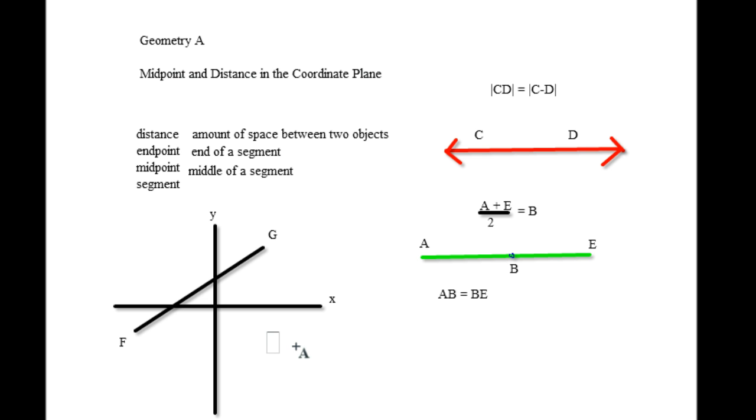So the distance, and let's give these actual coordinates. Let's give this one 3, 5, and this one right here is going to be -7, -2. Okay. Alright, so how do we find the distance between F and G this way?